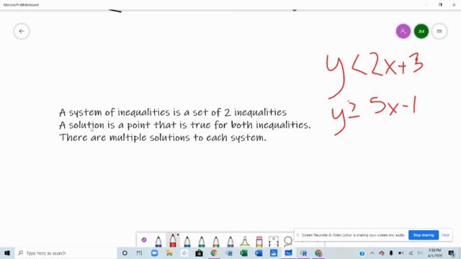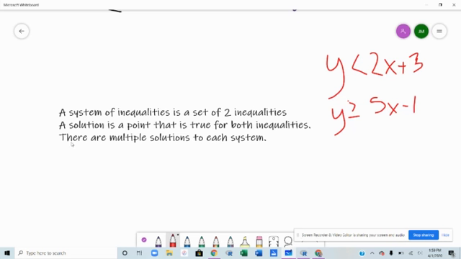A solution is a point that is true for both inequalities. You would be able to test the coordinate point by plugging in the x value for x and the y value for y. If whatever you have for y is less than 2 times x plus 3, whatever that equals, then that one works, and you would check your other one also.